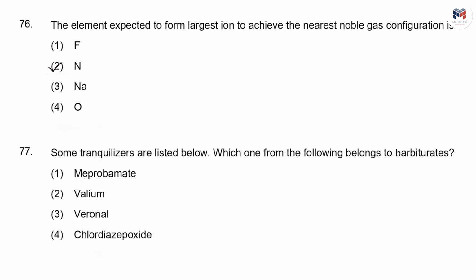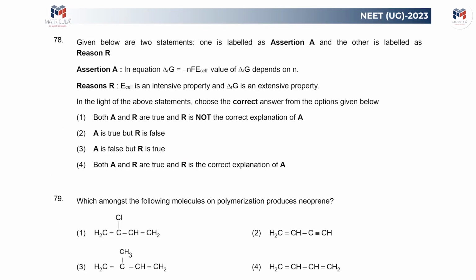The answer is option number 3, veronal. Question number 78. Given below are two statements. One is labeled as assertion A and the other is labeled as reason R.